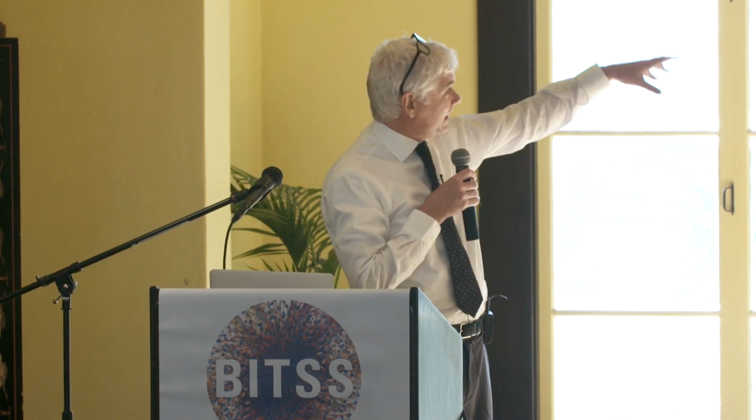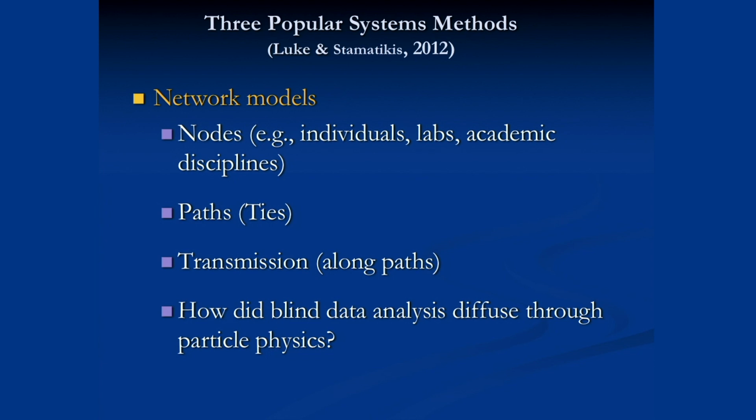And the final types of model we use are network models. Again, these can be individual labs, academic disciplines. There are paths or ties between the nodes, and we try and transmit things through those nodes. So a sort of question we could ask regarding research integrity with a network model is, how did blind data analysis diffuse through particle physics? Why did this idea diffuse through this particular discipline?